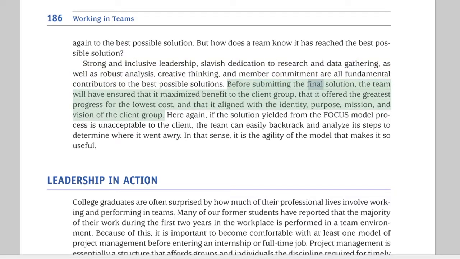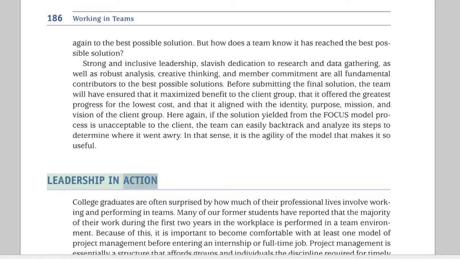Before submitting the final solution, the team will have ensured that it maximized benefit to the client group, that it offered the greatest progress for the lowest cost, and that it aligned with the identity, purpose, mission, and vision of the client group. Here again, if the solution yielded from the focus model process is unacceptable to the client, the team can easily backtrack and analyze its steps to determine where it went awry. In that sense, it is the agility of the model that makes it so useful.